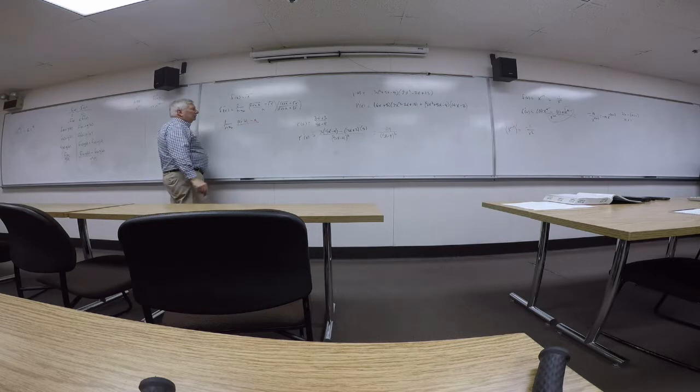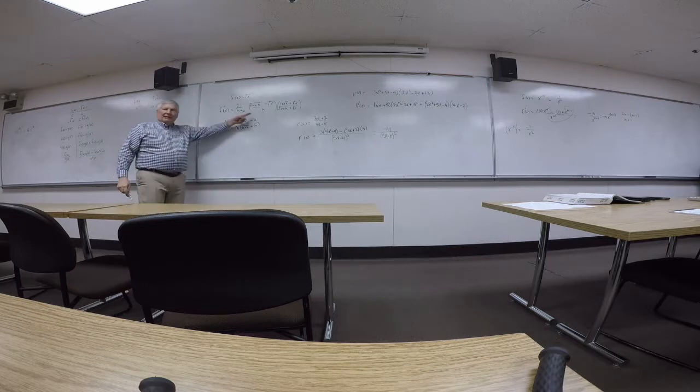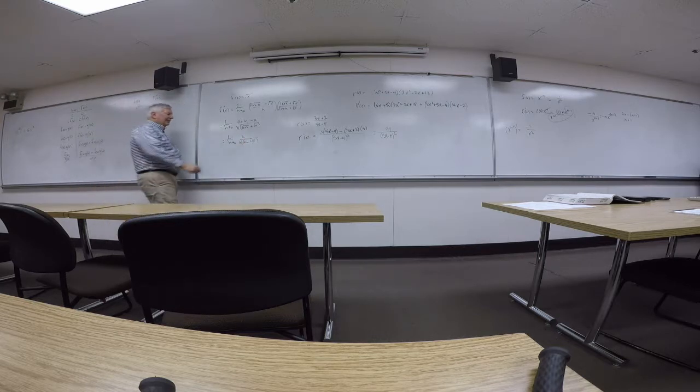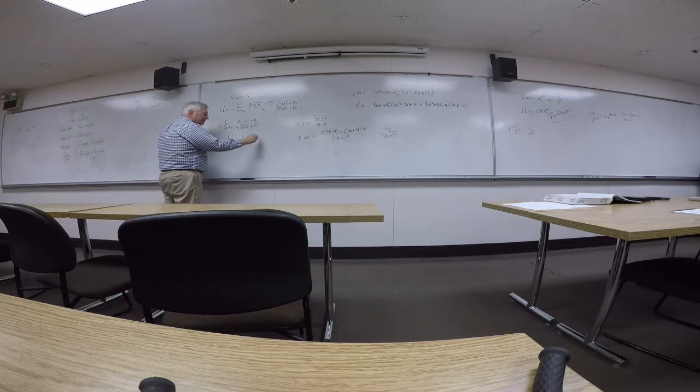Over h times the square root of x plus h plus the square root of x. In the numerator, the x's cancel out, and we're left with the limit as h approaches 0 of h over h times the square root of x plus h plus the square root of x. The h's divide, leaving 1 over, as h goes to 0, the square root of x plus the square root of x: 1 over 2 times the square root of x. Okay.